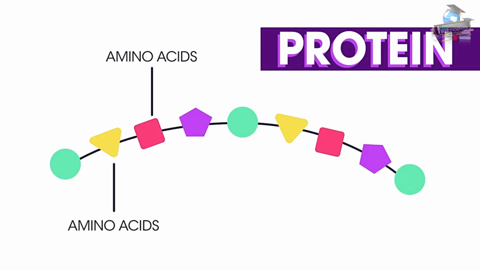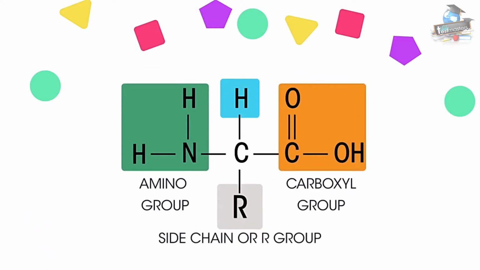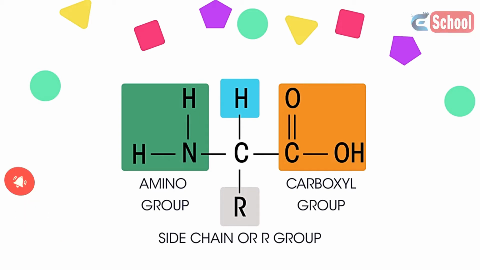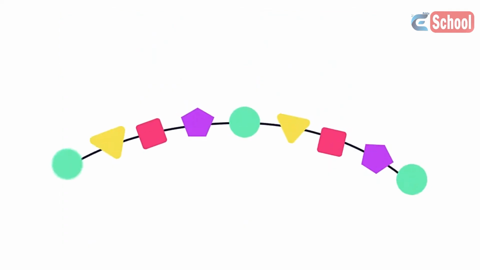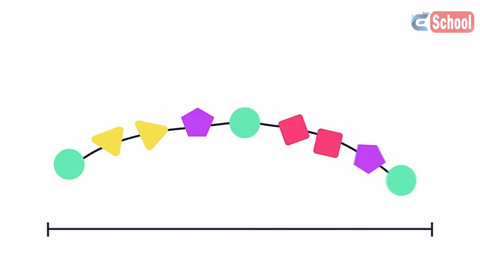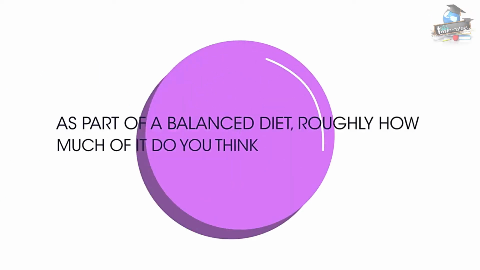All amino acids are compounds with a similar basic structure. They have an amino group, a carboxyl group, and a side chain, or R group, that is specific to each amino acid. There are 20 different amino acids. All of the different proteins are made from these 20 amino acids. The variation in proteins is caused by the order of amino acids, the chain length, and by folding the chain in distinct ways. As part of a balanced diet, roughly, how much of it do you think should be protein?